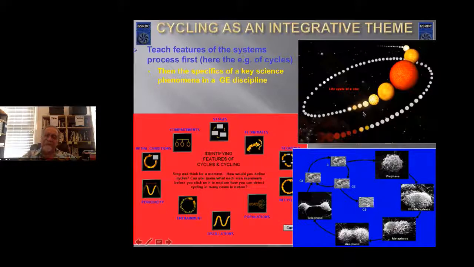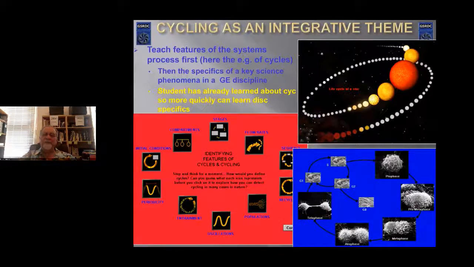So first you do get the identifying features, and then you find them in instantiations at the scale of a star and a planetary system, or at the scale of a cell. This is the various stages in the cell cycle. And then teach them about each one. In this case, this was a guide, and they could click on any phase in the cell cycle, and it would explain what was happening in those, as well as those we can't see, like interphase. So a great deal of science was covered, once again, while we were integrating things.